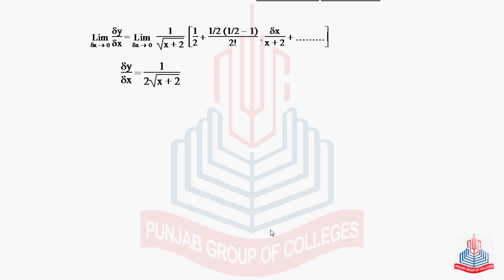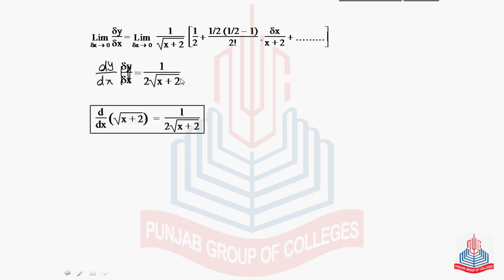Sorry, this one is actually dy by dx, not delta y by delta x, because this is the notation of dy by dx. And on the right side, when we apply the limit, all the terms will become 0 except the first term, which is 1 by 2 into the square root of x plus 2. And just put the value of y, which is the square root of x plus 2. We have 1 over 2 root x plus 2 as the differentiation of this given function.